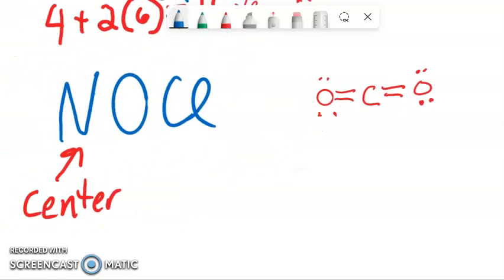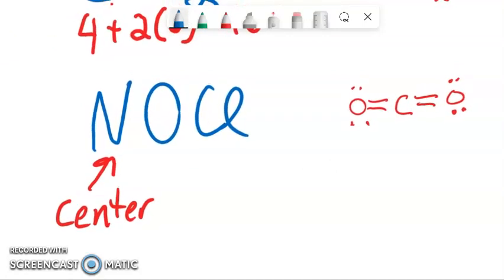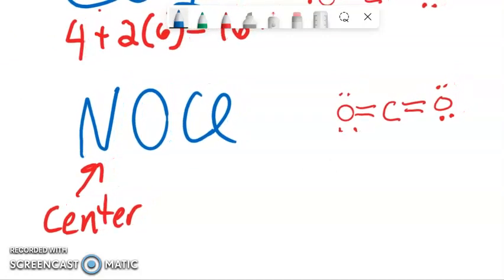Okay, last one. This is called nitrosyl chloride. This is an interesting one because we have 3 elements in here, but think of it as like NO2 or NCl2. Nitrogen's going to be in the center, and we're going to have oxygen and chlorine connected to it. So try that one out.